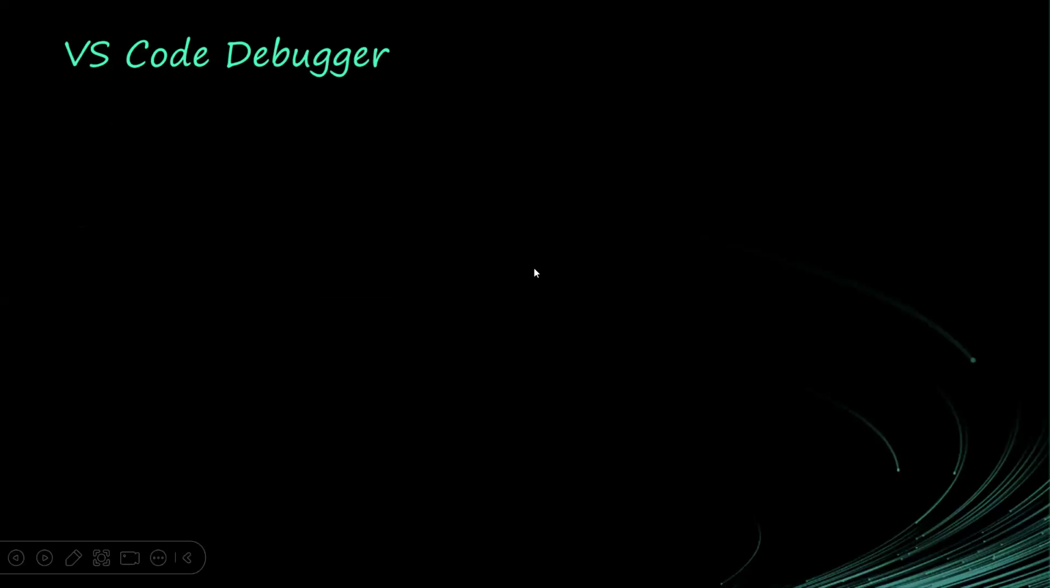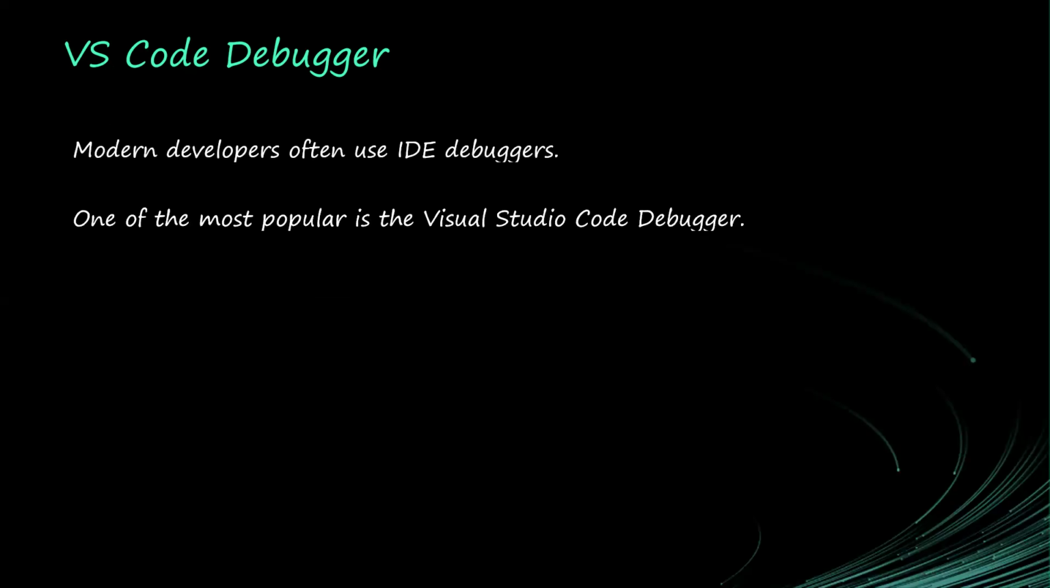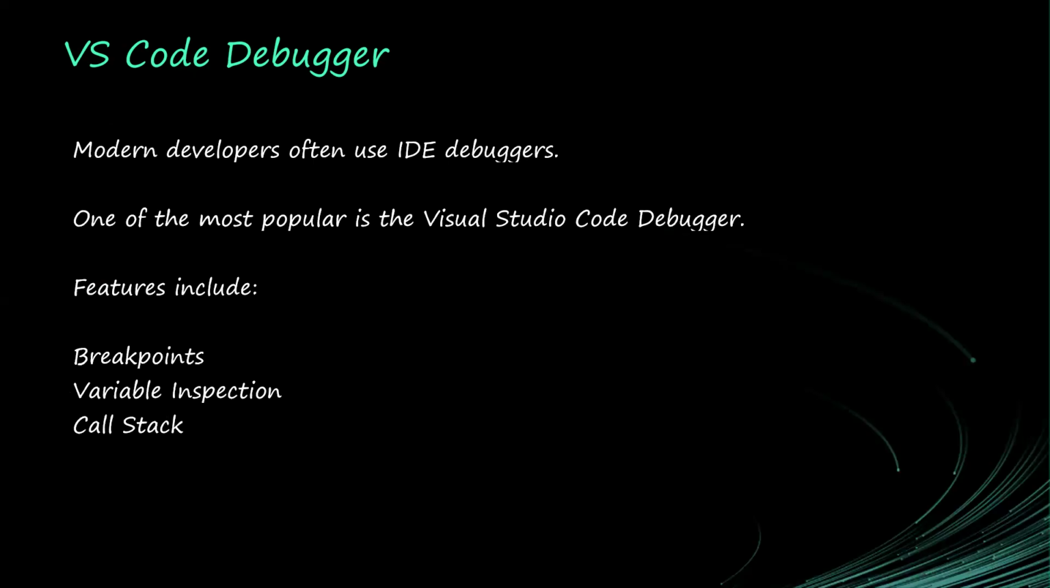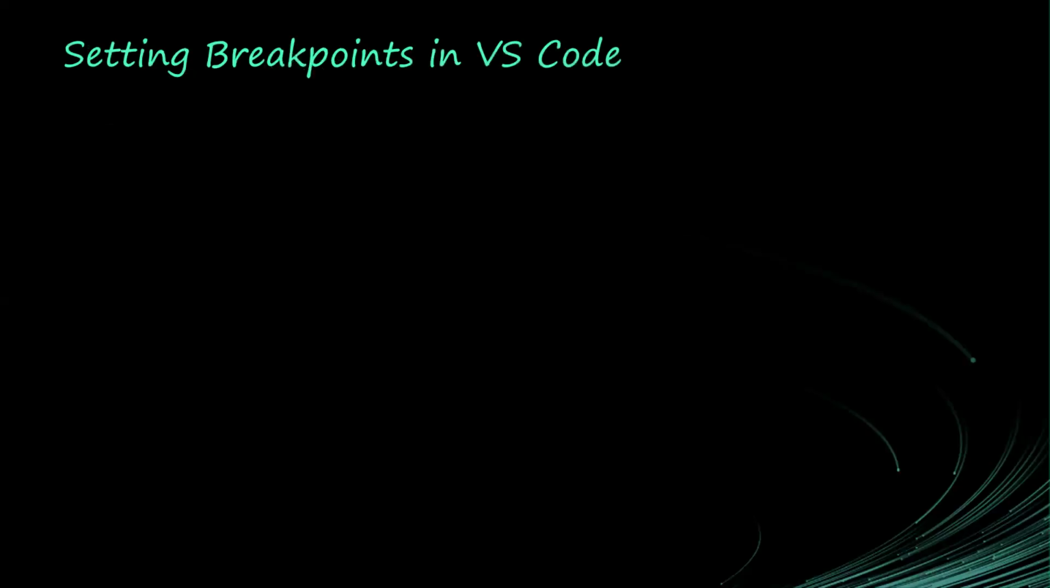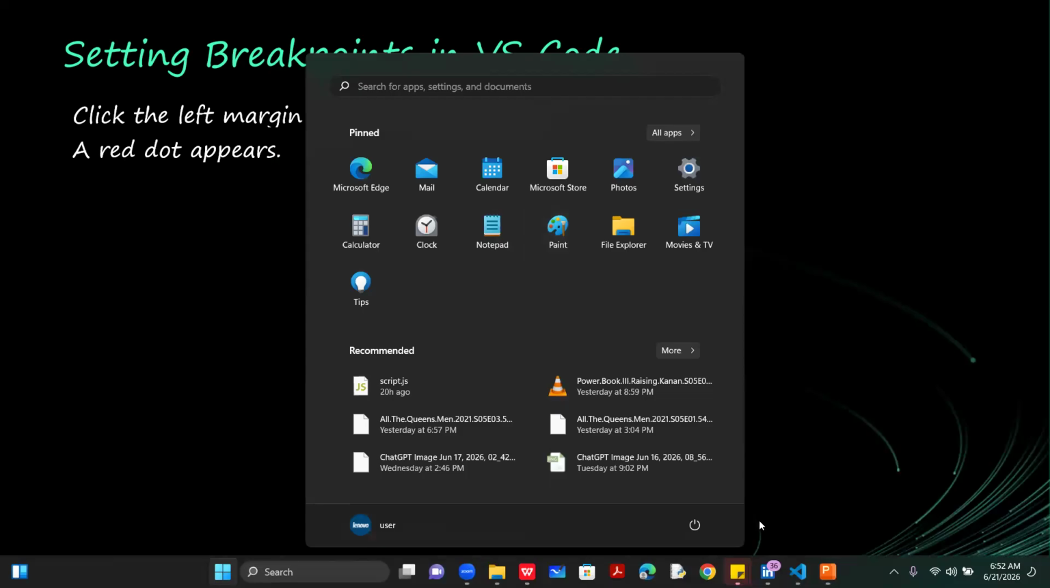So you can also use VS Code Debugger. Modern developers often use IDE to debug. One of the most popular is the VS Code Debugger. So features include breakpoints, variable inspections, call stack. You're going to see everything now. Watch windows, step execution, and all of that. So how do you insert breakpoints in VS Code? Click on the left margin beside a line number.